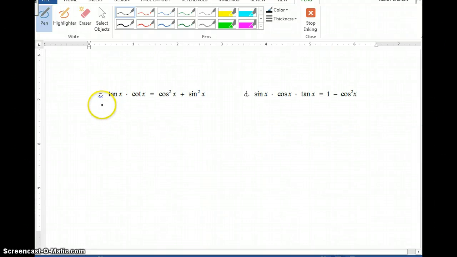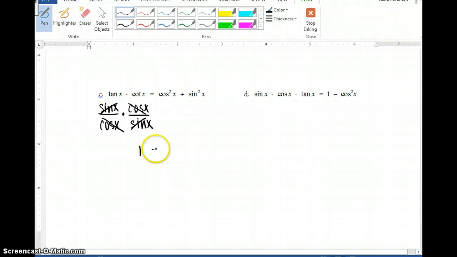Part C, tangent, sine x divided by cosine of x, times cotangent, its reciprocal, cosine over sine. The sines cancel, the cosines cancel. Anything divided by itself is 1. Then, according to the Pythagorean identity, we know cosine squared plus sine squared is 1 as well.